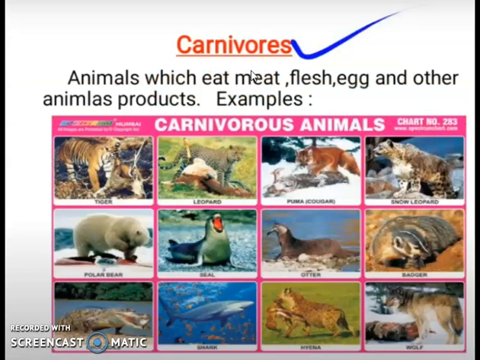Next is carnivore animal. Animals which eat meat, flesh, egg, and other animal products are called carnivorous animals. They eat the flesh of other animals. Examples of carnivorous animals are tiger, leopard, puma, snow leopard, polar bear, seal, otter, badger, crocodile, shark, hyena. You can see that they are all flesh-eating animals.